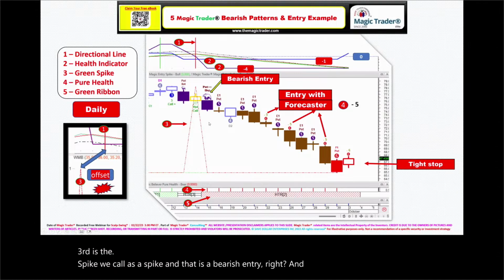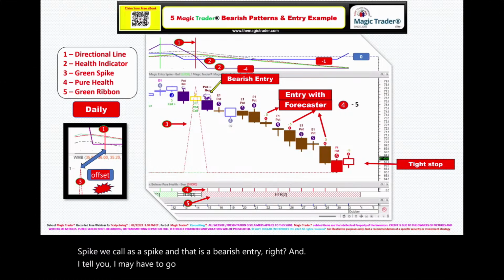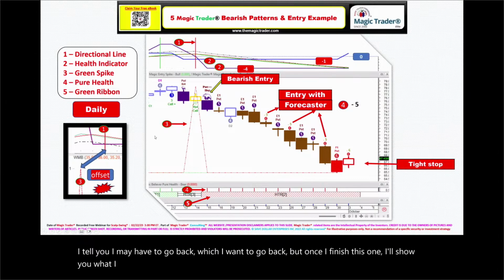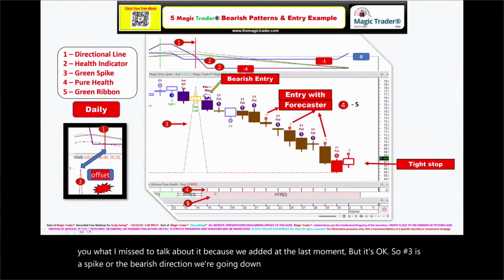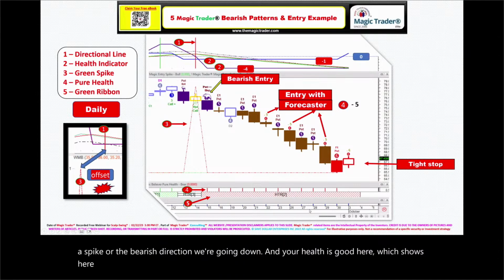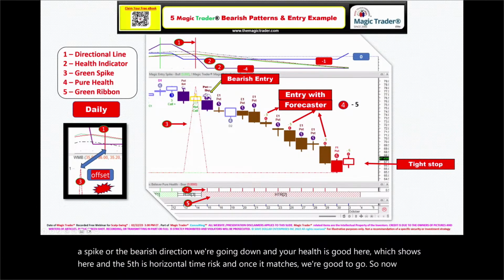And I hate to tell you, I may have to go back, which I want to, but once I finish this one, I'll show you what I missed talking about because we added it at the last moment, but it's okay. So number three is a spike for the bearish direction, going down, and fourth, pure health is good here, which shows here, and fifth is the horizontal time risk, and once it matches, we're good to go. So now we put an option here.